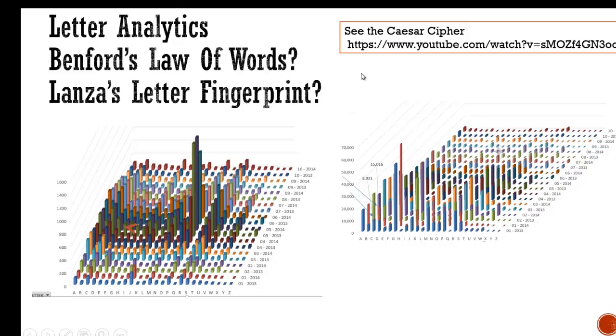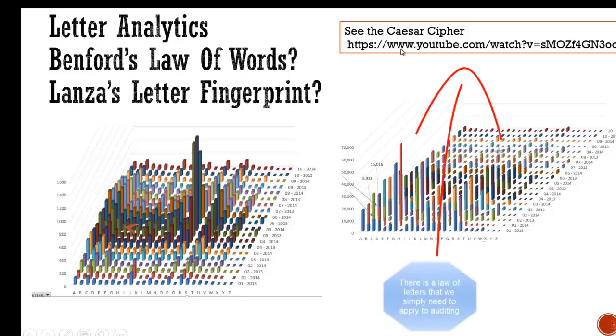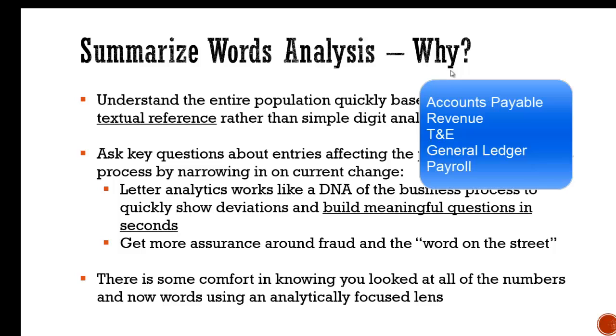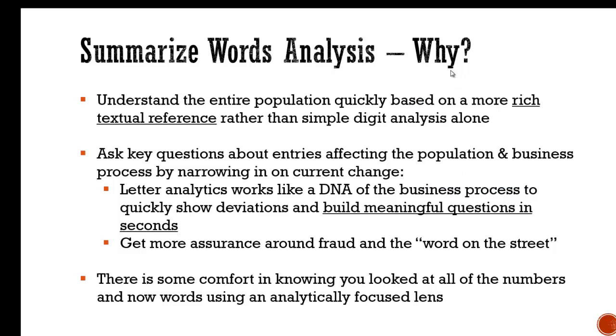Well, there is something called the Caesar cipher. You can look it up here at this YouTube link, and it's on Khan Academy, and there is a Benford's law for letters. And so, why do we care about summarizing on words? Well, it's a really quick way of understanding the entire population. I don't care if it's general ledger, T&E, accounts payable, payroll. You could very quickly get a rich textual reference around what is that transaction. And it's much better than digital analysis, which I'm going to show you.